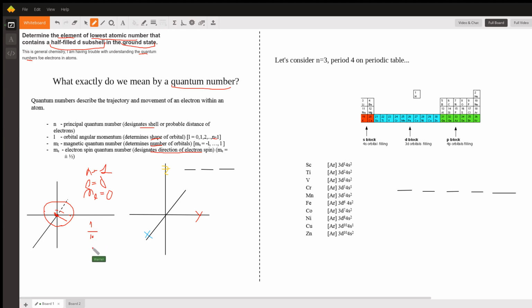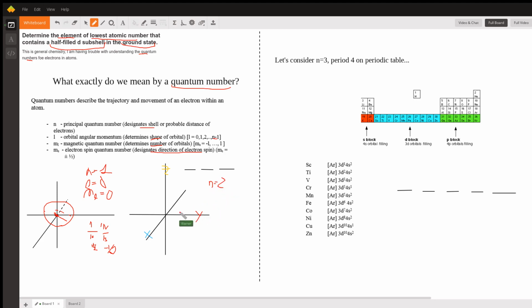And the spin quantum number, since the electron is pointing upward, we can say it's going to be positive one half. In the case of, let's say, helium, we realize the second electron is pointing downward, so it's going to be minus one half. So what about when n is equal to 2?